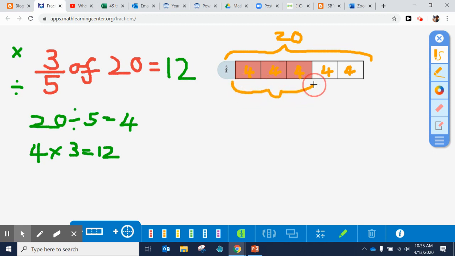So one thing that you can do to help you today, or to make things quicker certainly, is to divide by the bottom and then times by the top.